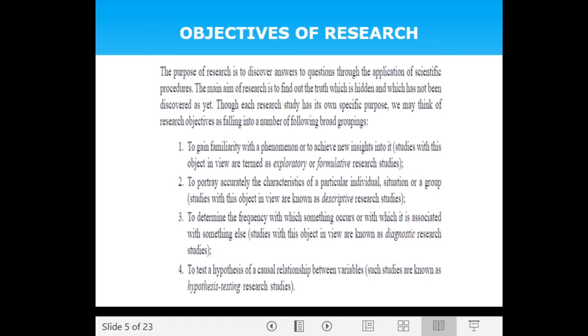You are comparing the variable age with another variable, running speed. So this is how you test the hypothesis of a causal relationship between two variables. While discussing the hypothesis section, I will explain what a hypothesis is and what the role of variables is in detail, and how you will test a hypothesis. So this is just the concept of research.